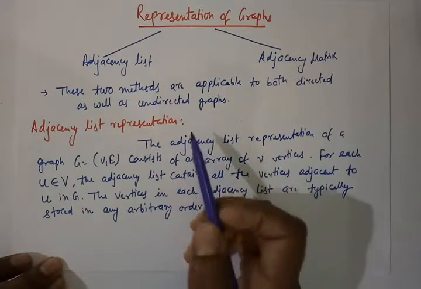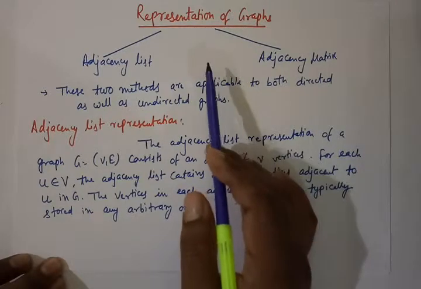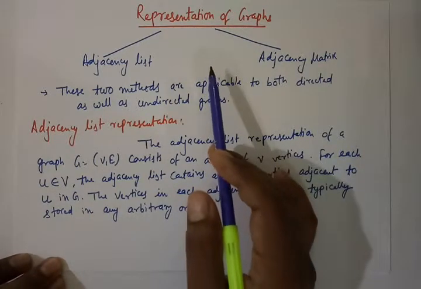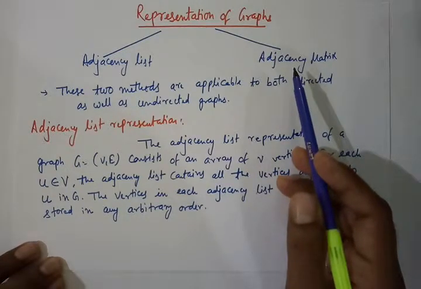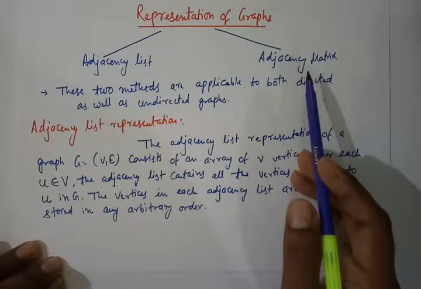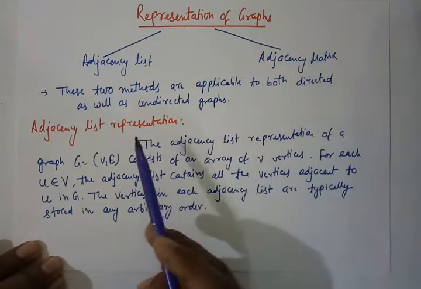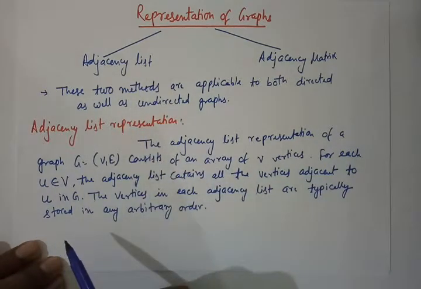In this lecture, we are going to discuss a representation of graphs. There are two standard ways to represent a graph. First is adjacency list and second is adjacency matrix. These two methods can be used to represent both directed as well as undirected graphs. First we see adjacency list representation.